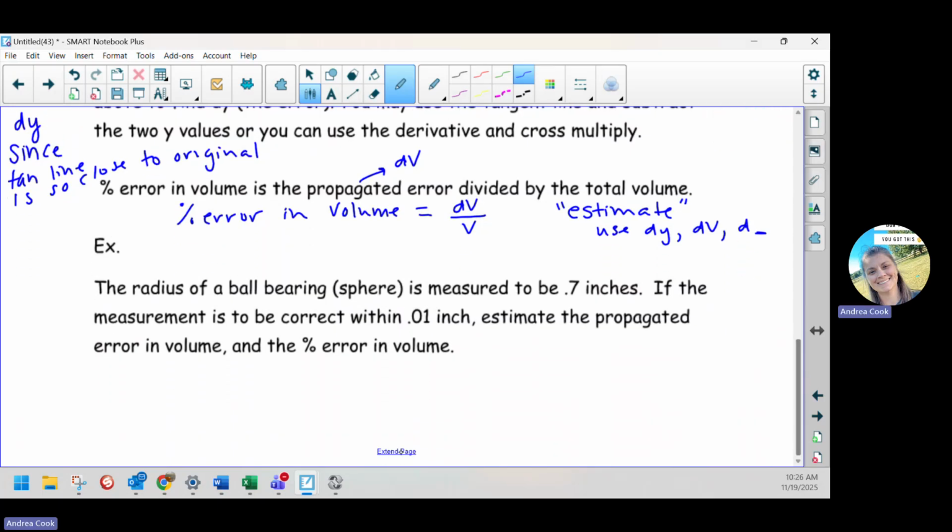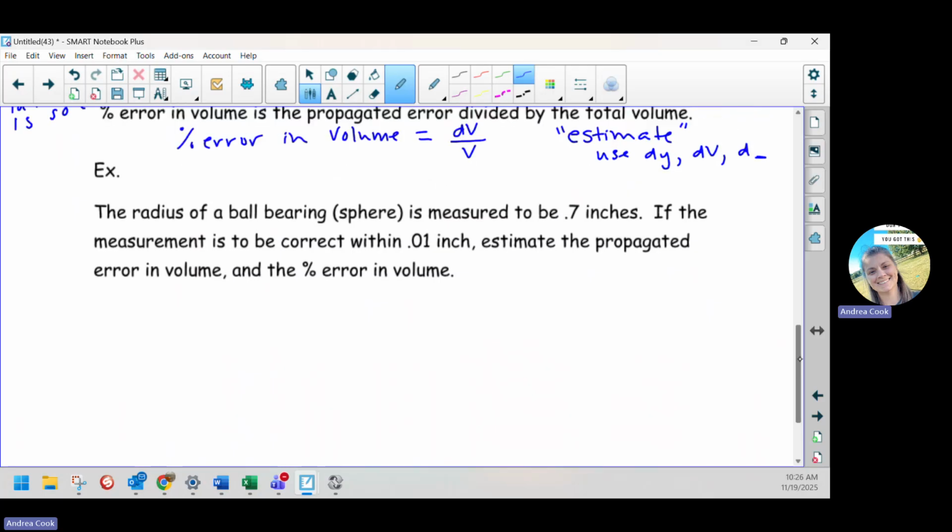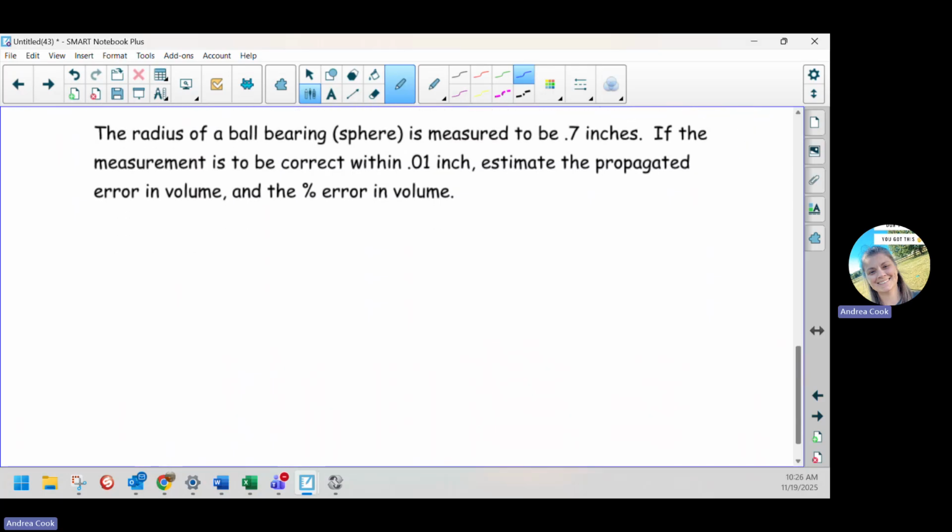All right, so hopefully this will make a little bit more sense when we do this last example. Okay, so the radius of a ball bearing, which is a sphere, is measured to be 0.7 inches. So I'm going to write that down. So r is measured to be 0.7 inches. If the measurement is to be correct within 0.01 inch, so that's saying that they want delta r, which is also equal to dr, to be within, so it can be plus or minus 0.01 inch.